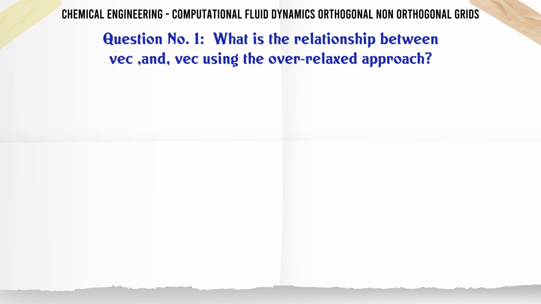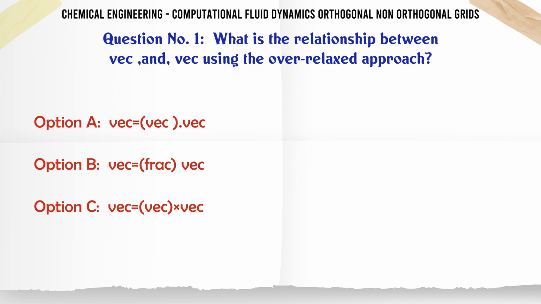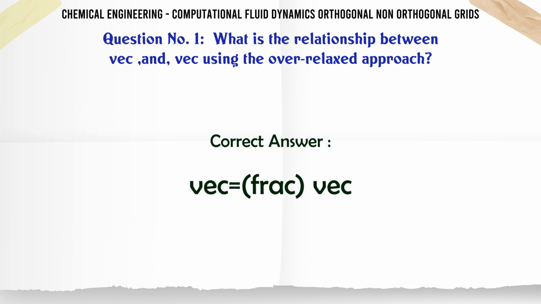What is the relationship between VEC-EF and VEC-SF using the over-relaxed approach? A. VEC-EF VEC-SF dot VEC-E. B. VEC-EF frac SF cos theta VEC-E. C. VEC-EF VEC-SF VEC-E. D. VEC-EF VEC-SF dot VEC-E VEC-E. The correct answer is VEC-EF frac SF cos theta VEC-E.